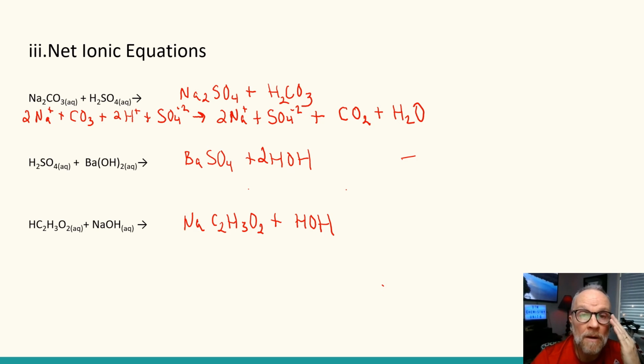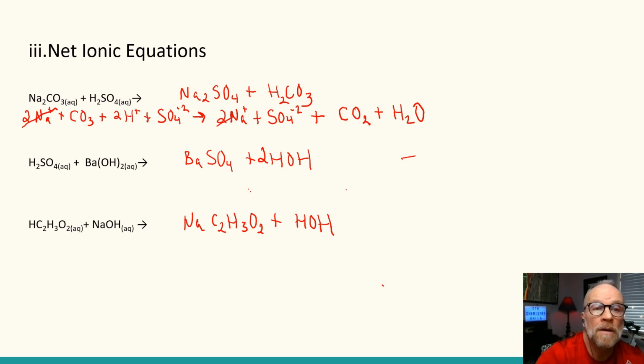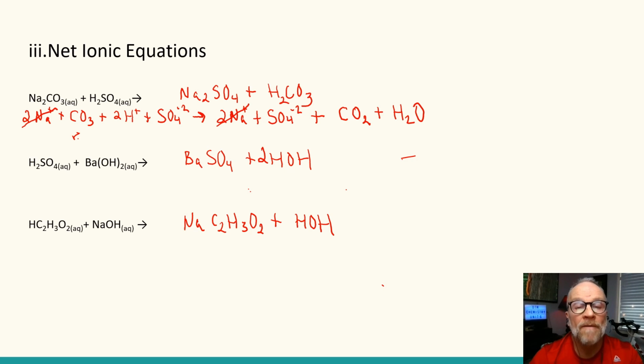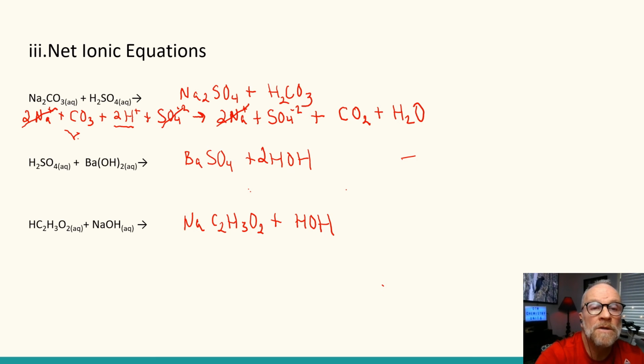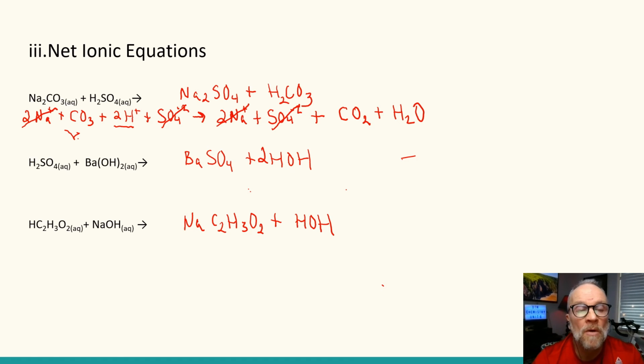And so now we have to figure out what our spectator ions are in this equation. We have sodium on both sides, Na. Carbonate we don't have on both sides. We have carbon dioxide, so that doesn't match, so we can't cross that one out. We have hydrogen ions on the reactant side, but no hydrogen ions on the product side. We have sulfate ions on the reactant side and sulfate ions on the product side. So we have two spectator ions, sodium and sulfate.